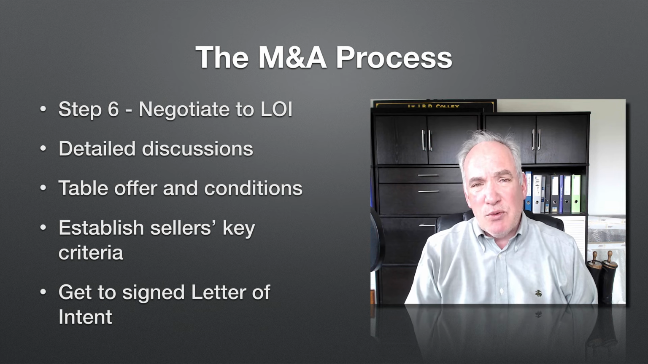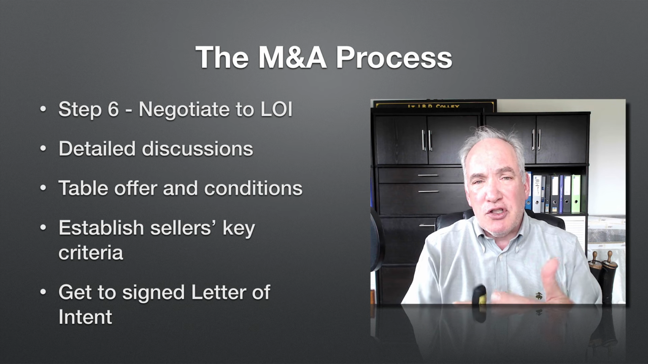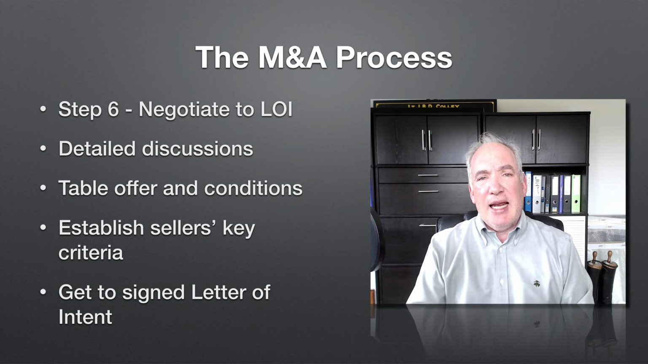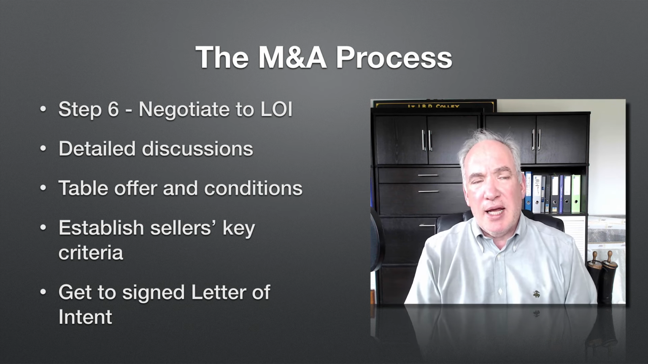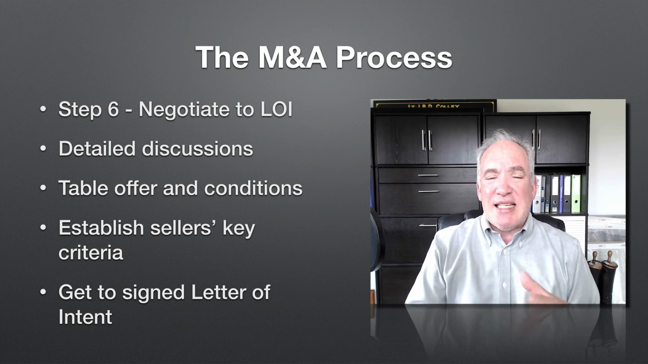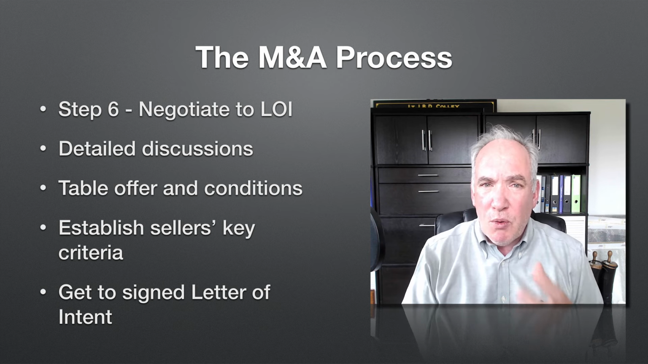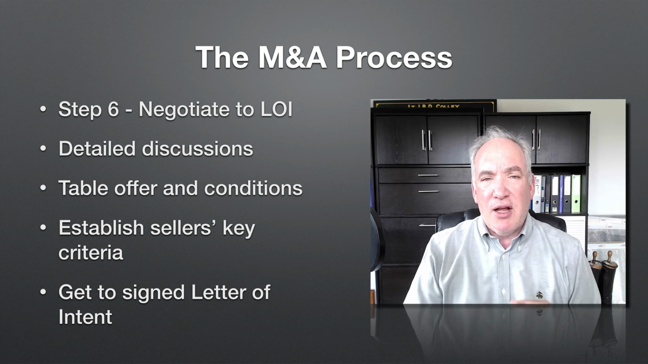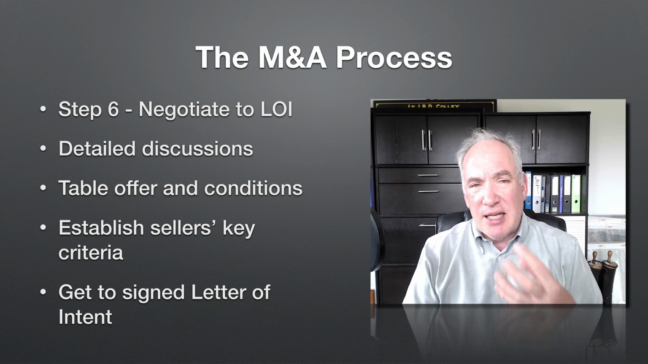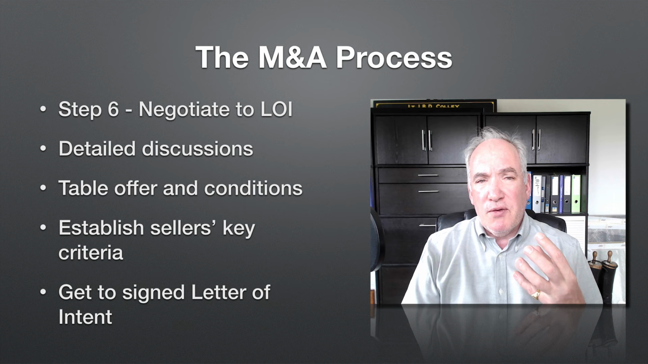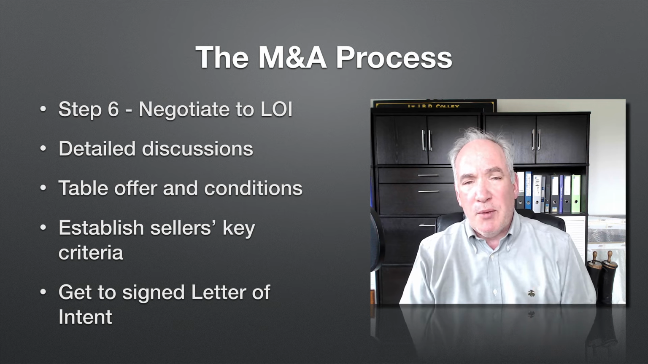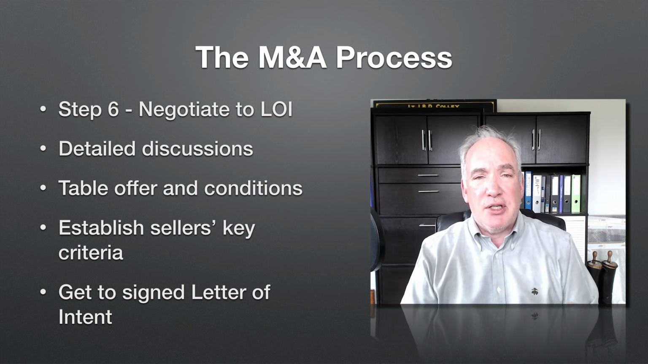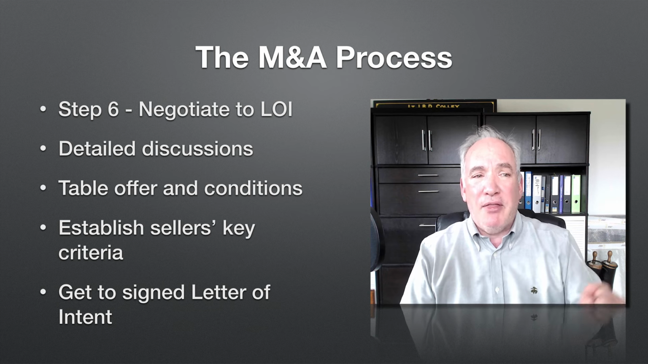Step 6 is all about negotiating the deal to the point where you can sign a letter of intent, an LOI. So now you're having detailed discussions with probably only 2 or 3 businesses in order to get down to the real detail of what sort of deal can you put together, what sort of offer, what sort of number, what sort of valuation, and what conditions will be attached to the deal, both by you and by them.